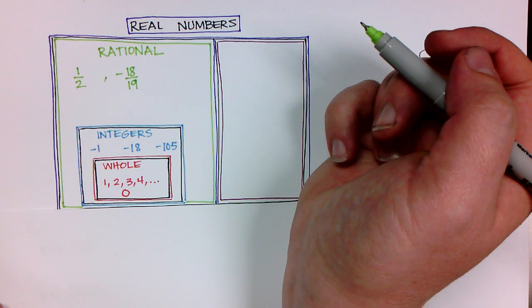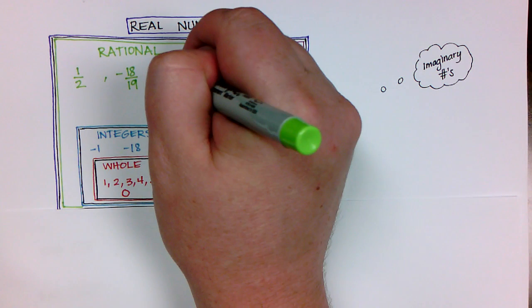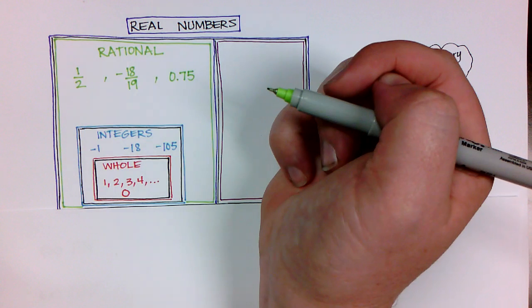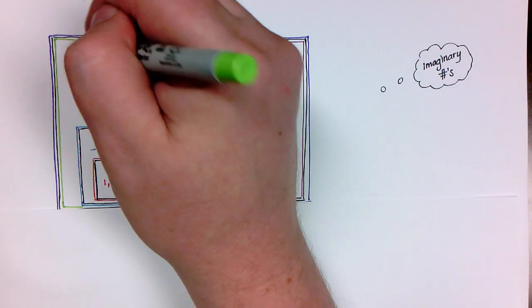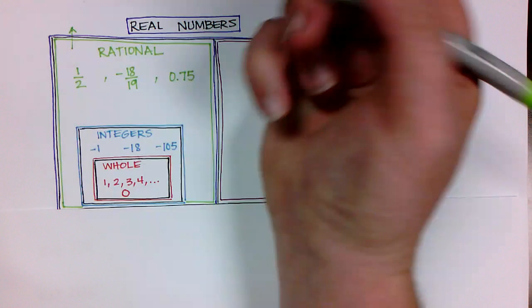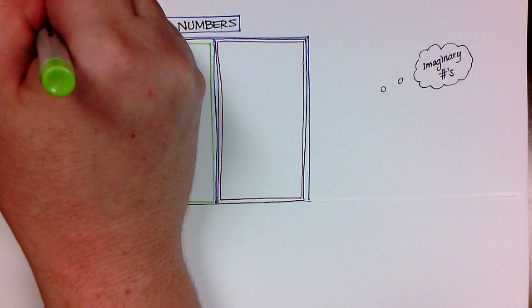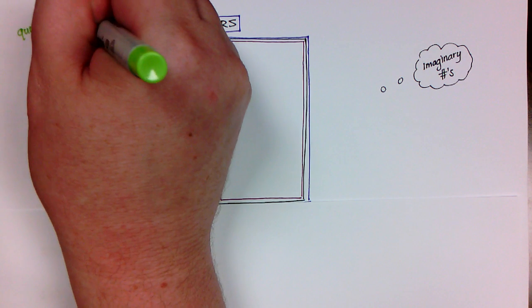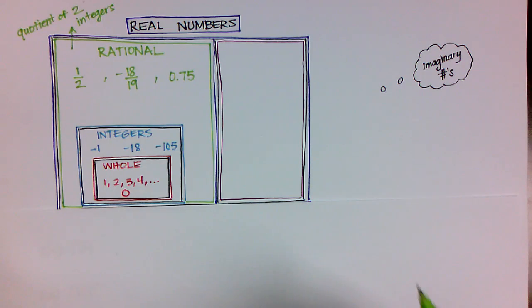So rational numbers a lot of times look like fractions, when we know that we can write fractions as decimals as well. So I could just say the decimal 0.75. Okay, those are all rational numbers. So how about we write ourselves a note that rational numbers are the quotient of two integers. Okay, that's what a rational number is.